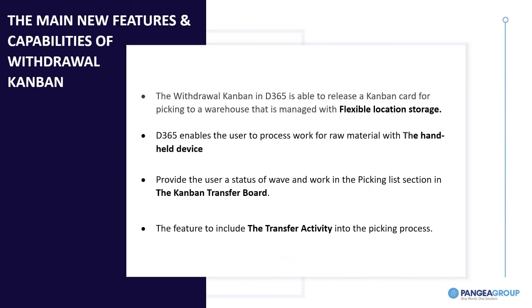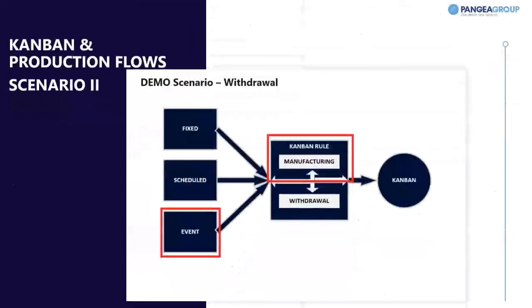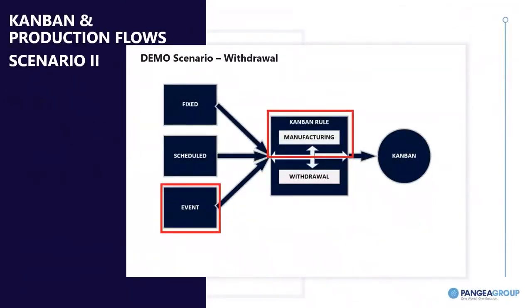Provide the user the status of wave and working the picking list in the section in the Kanban transfer board. And last but not the least, the feature to include the transfer activity into the picking process. That is mainly used for all the transfers that don't have too much space between the locations. Now with this, I'm going to move into my second scenario.